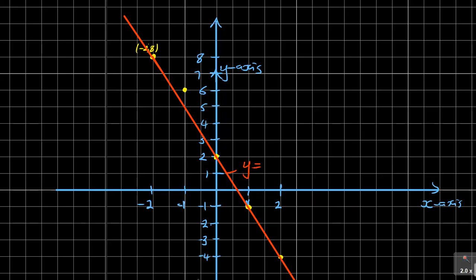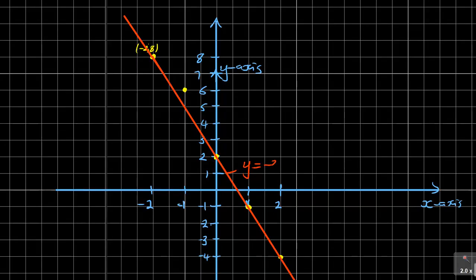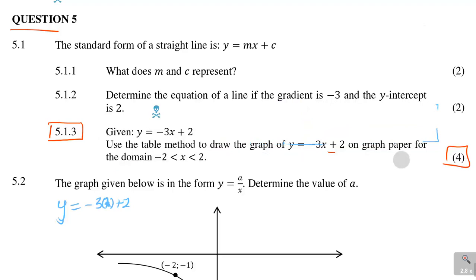Y is equal to, go backwards, they said it was -3x plus 2, so y is equal to -3x plus 2. So that is how you were supposed to solve this particular graph. That is how you're supposed to solve that particular question, and with that you are going to get your 4 marks.